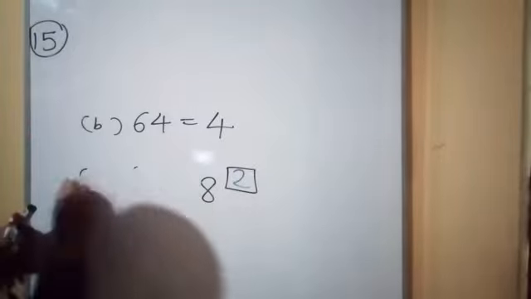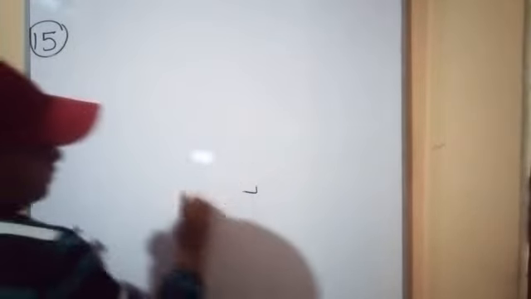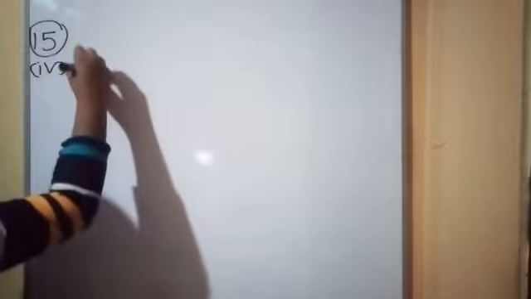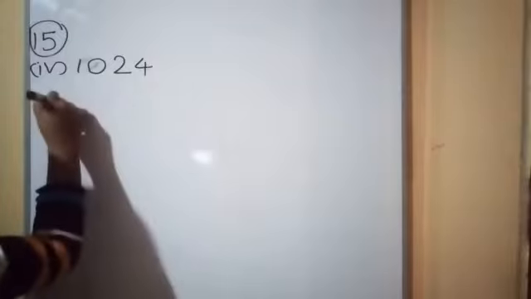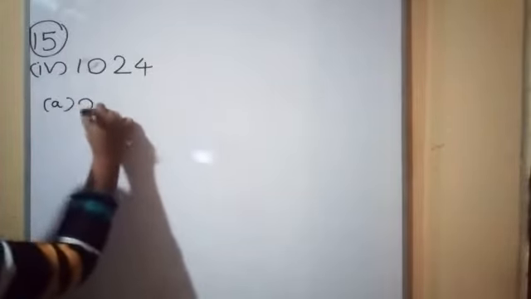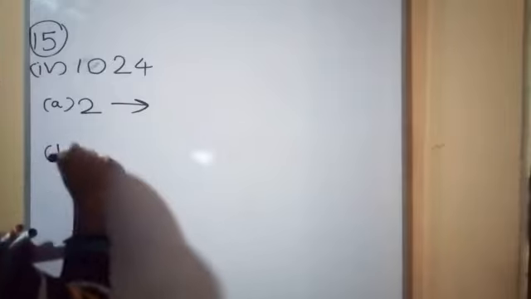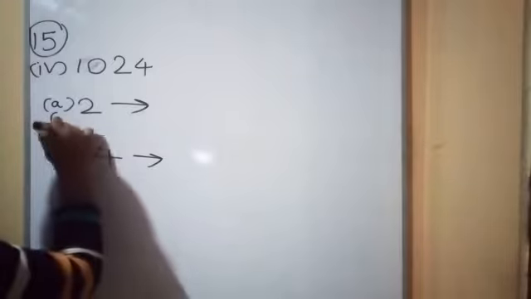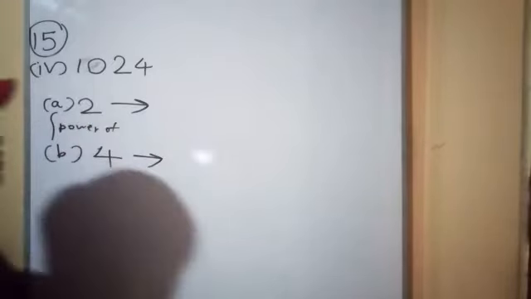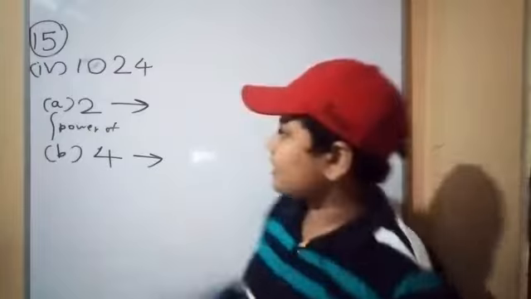Okay, now let's move to the fourth sub question. Write 1024 as a power of 2 and a power of 4. Very difficult. For 1024, A is the power of 2 and B is the power of 4. For the power of 2, you want to find the base and the index.